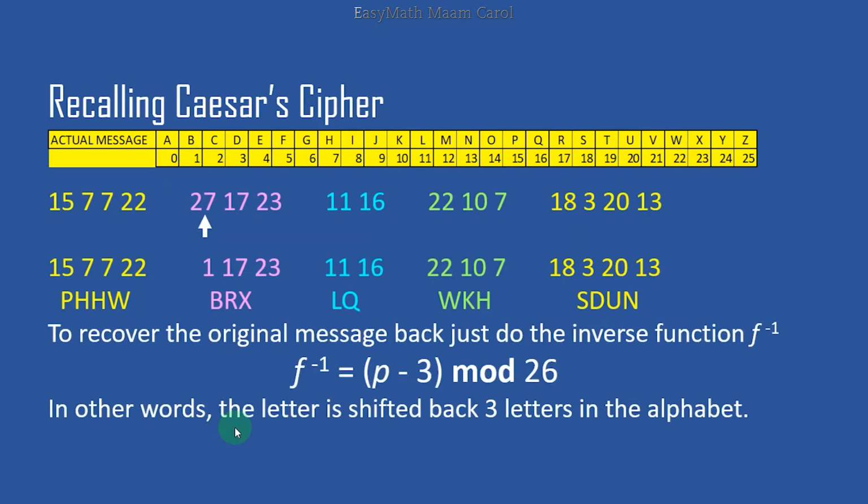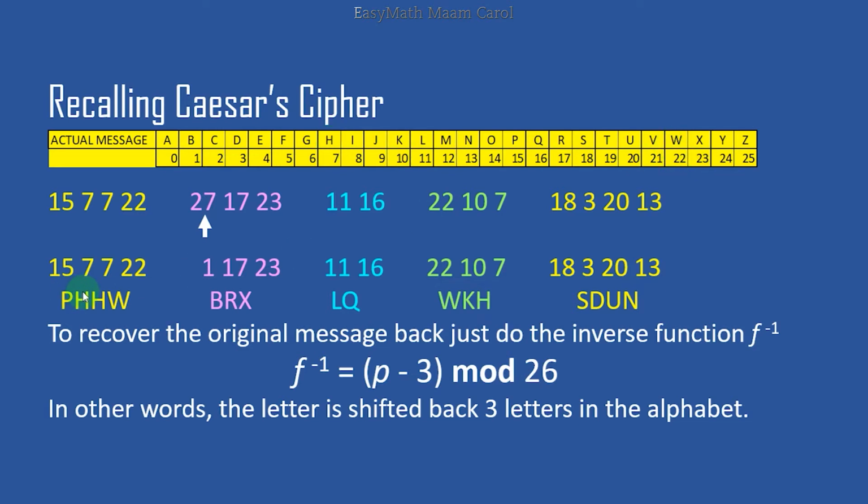Kaya, ang mangyayari, yung 27 na to, mapapalitan ng 1. Siya lang naman yung lumabis sa 25 dito sa ating message. So, we will change it into 1. And then, pagka okay na lahat, that's the time na ibabalik natin siya, yung mga numbers na to, into letters. Now, dito naman tayo titingin, diba? So, 15 is equivalent to P. 7 is equivalent to H. Another 7 is H. At saka yung 22 ay W.